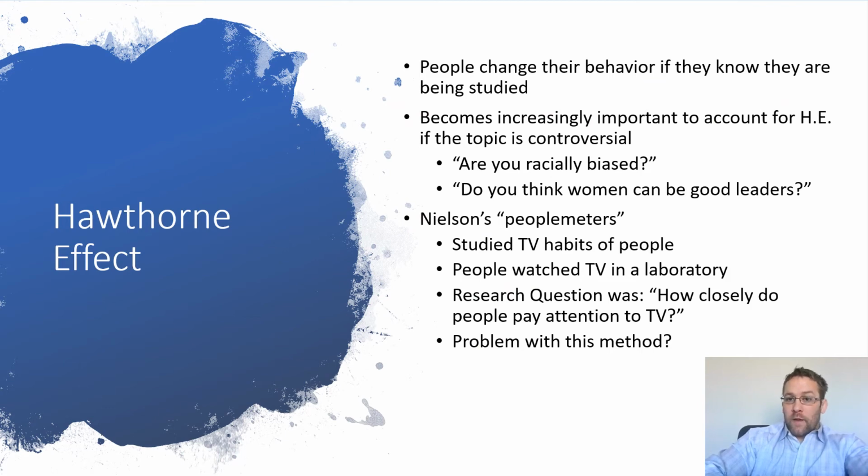All right, the Hawthorne effect is people change their behavior if they know they're being studied. So you have a laboratory setting, right? This becomes increasingly important to account for the Hawthorne effect when things are controversial. So let's look at this Nielsen people meter situation for a second. This relates to the Hawthorne effect in this way. Nielsen, the Nielsen family company, they're the ones who study how people watch TV. You might have gotten something in the mail at some point in your life. Everybody usually does, asking you about your TV habits.